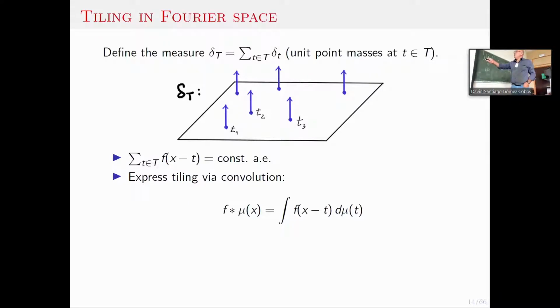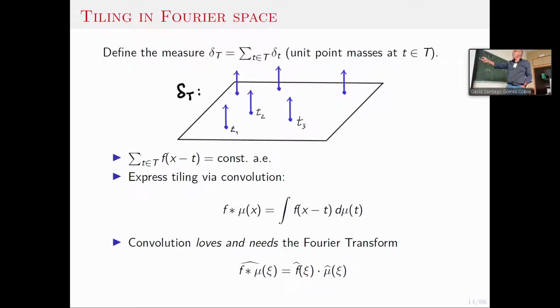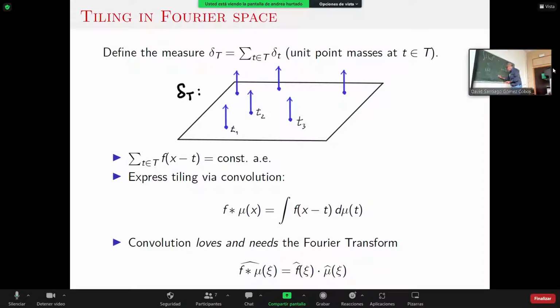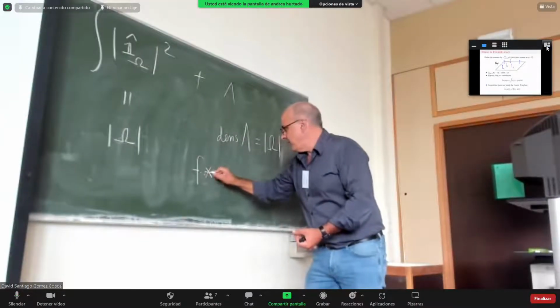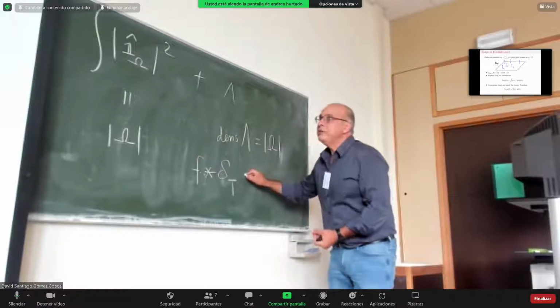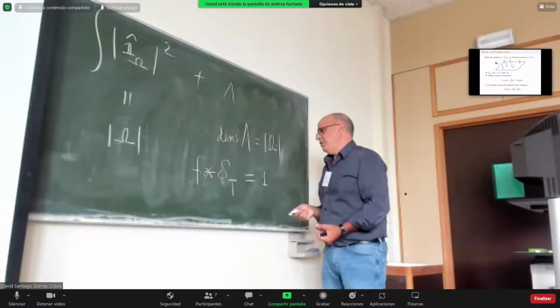And why do we do this? Because we can then write the tiling condition, which means that this sum is a constant, as a convolution. If nu is this measure, then f star nu is exactly the left-hand side of this one. Okay? And when you write it this way, for us tiling has become this: f tiling with T means this convolution equals 1, or whatever constant you want here.